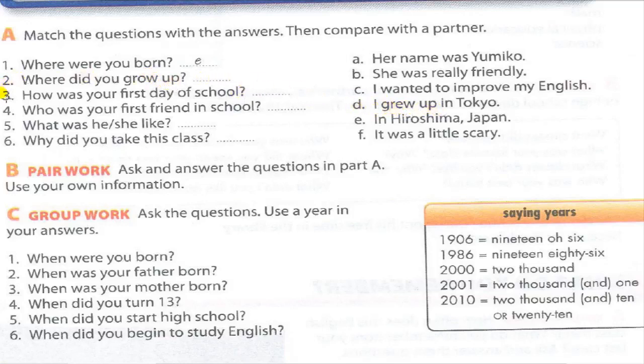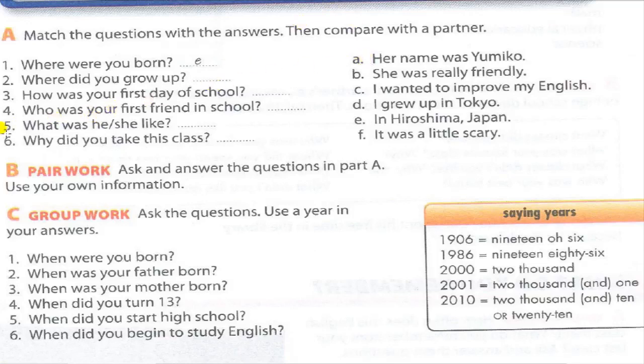3. How was your first day of school? It was a little scary. Scary, frightening. Yes. Frightening, I was afraid. So number 3, F. 4. Who was your first friend in school? A. Her name was Yumiko. So number 4, A.